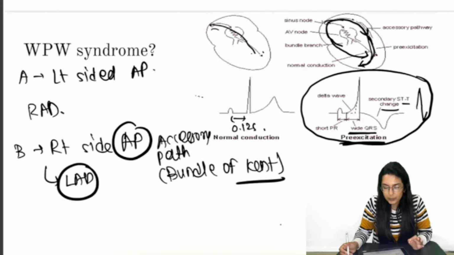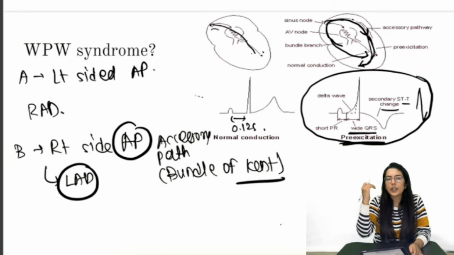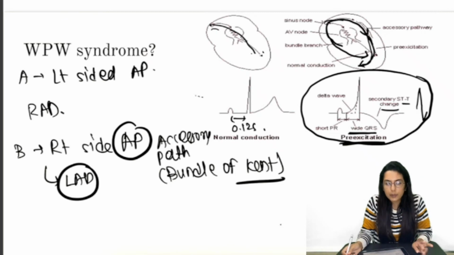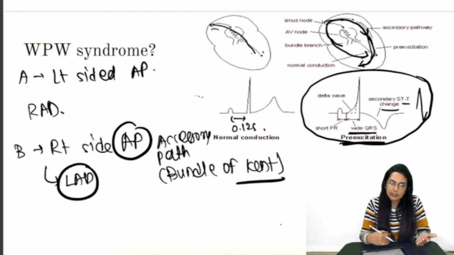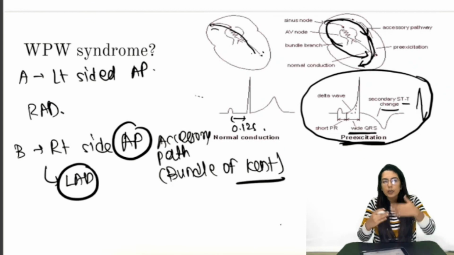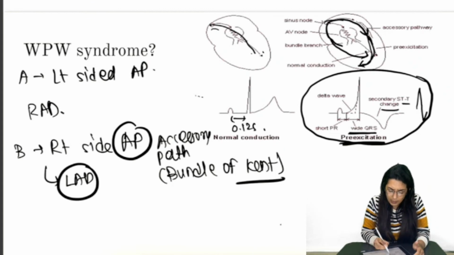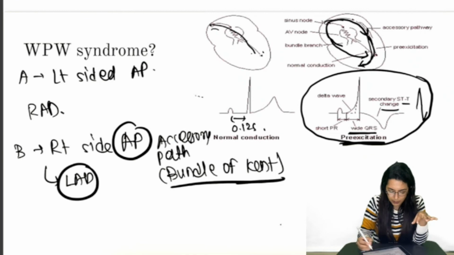WPW syndrome is a pre-excitation syndrome because of the accessory pathway present between the atria and the ventricle. It can be type A or type B, and normally it does not always present with arrhythmias. Normally the ECG will look like this. There will be a short PR interval because it doesn't pass through the AV node. There will be a wide QRS because it is not passing through the normal conduction pathway like the bundle of His and Purkinje fibers. And there will be QRS and ST-T discordance, which means both are in the opposite direction. The accessory pathway is known as the bundle of Kent.